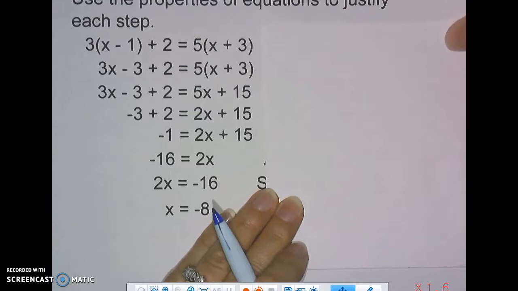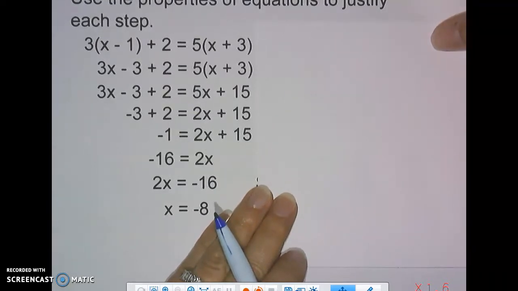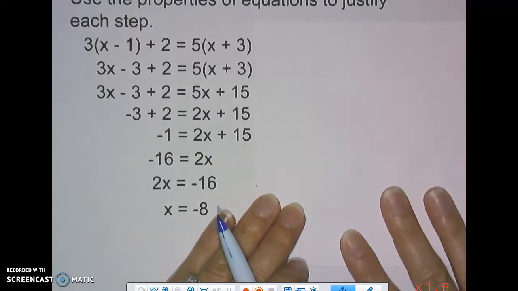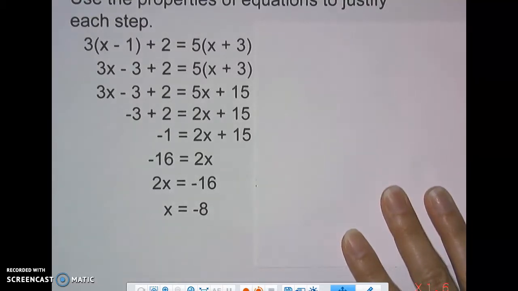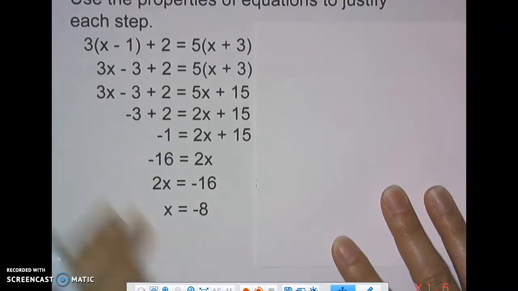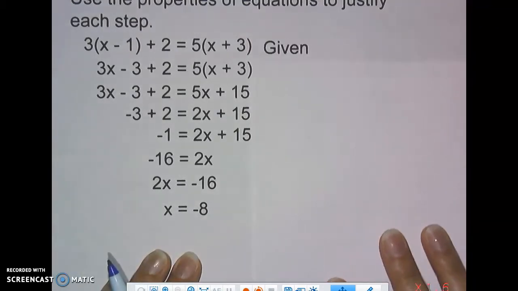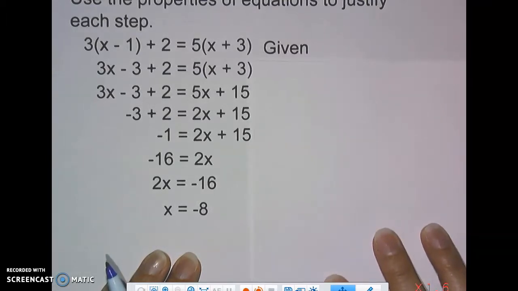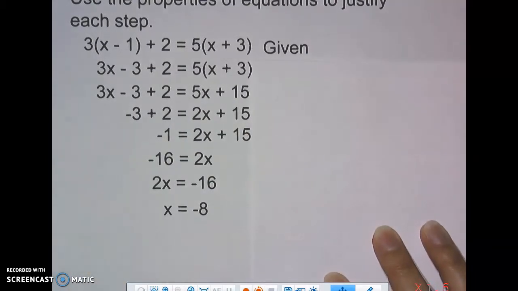All right, so we're going to start off with the question, 3 times the quantity x minus 1 plus 2 equals 5 times the quantity x plus 3. Okay, they gave this to us, so your first step is given. Those should be automatic points for you. If you get a question like this, you should automatically know this first reason, no matter what, is given. All right, we're going from the top line to the next line down.